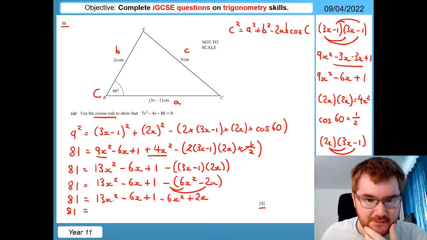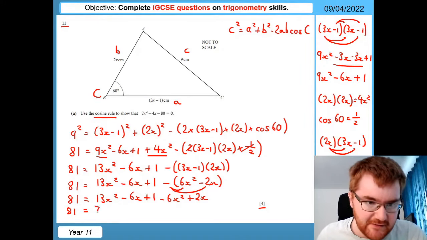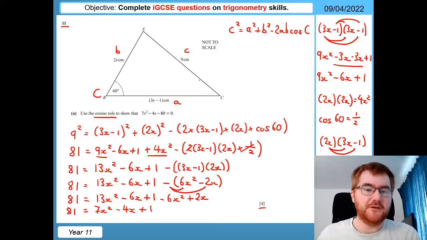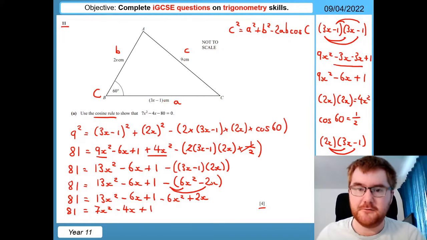So 13x squared minus 6x squared is 7x squared. Minus 6x plus 2x is minus 4x plus 1. And this is where you're feeling quite confident because this looks almost identical.